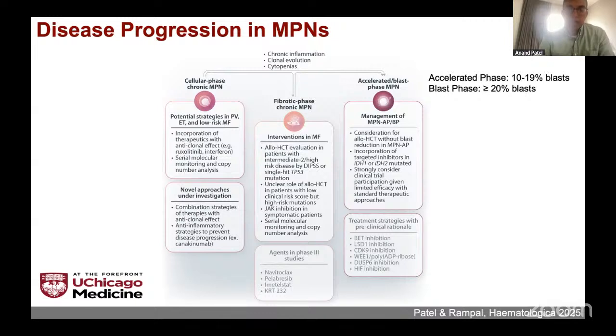You then have the fibrotic phase, chronic MPNs. So that is where primary myelofibrosis that's in the fibrotic phase or secondary myelofibrosis kind of falls.